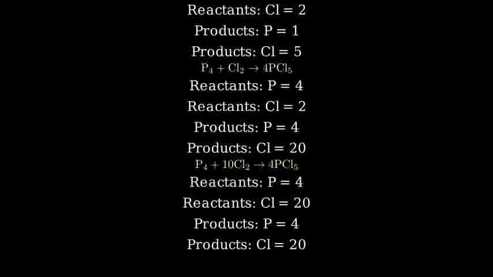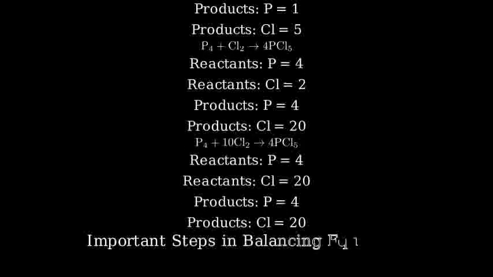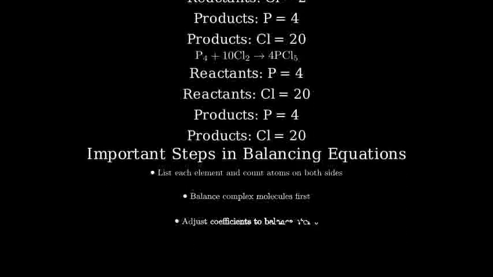With equal numbers of each type of atom on either side, the equation is now fully balanced. Balancing equations involves adjusting coefficients to get equal numbers of each type of atom on both sides of the equation. You now have the skills to balance equations which represent chemical reactions, even more complicated reactions involving numerous elements.